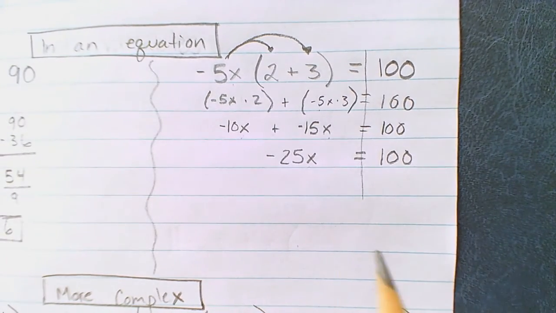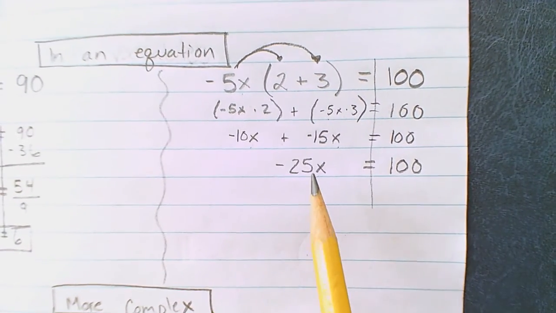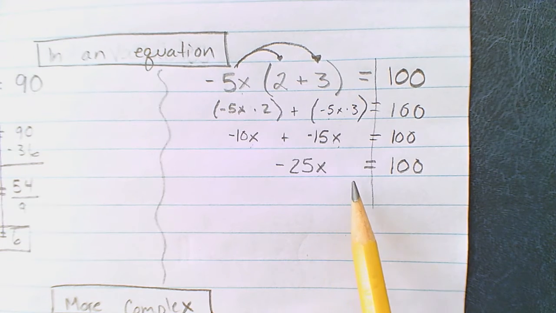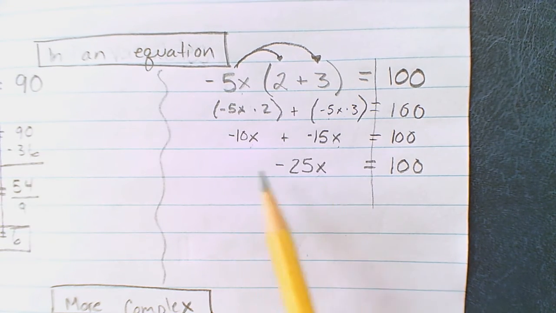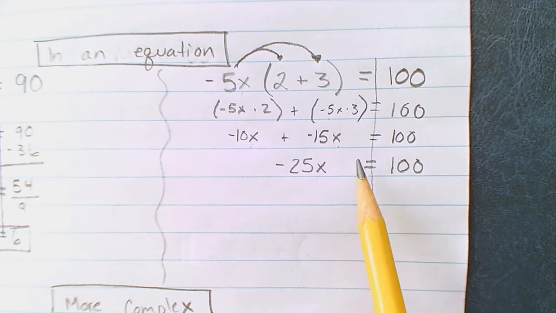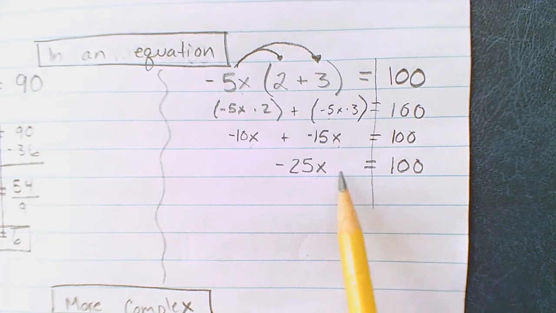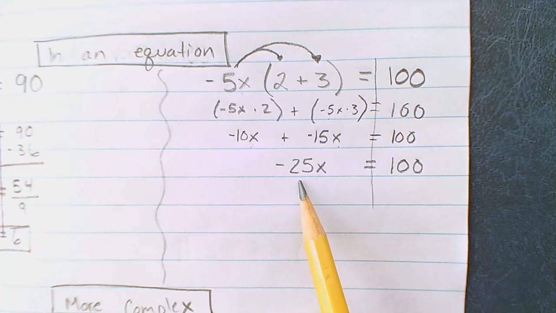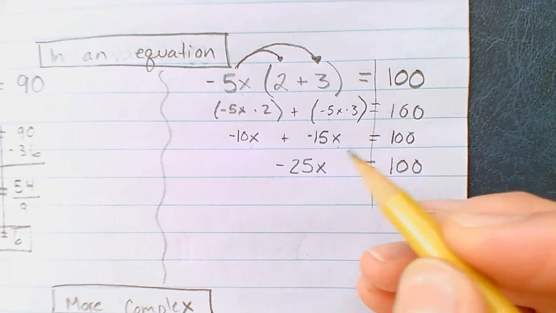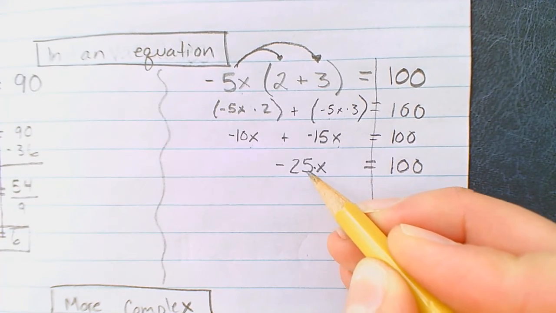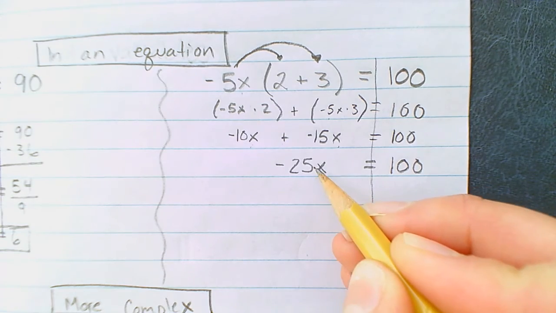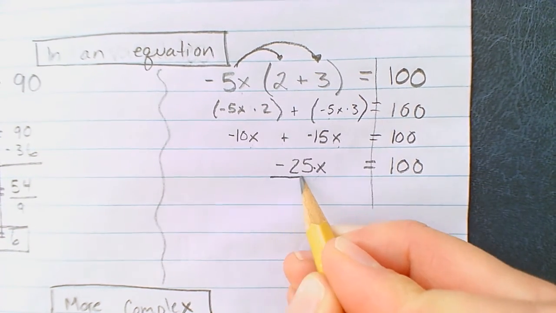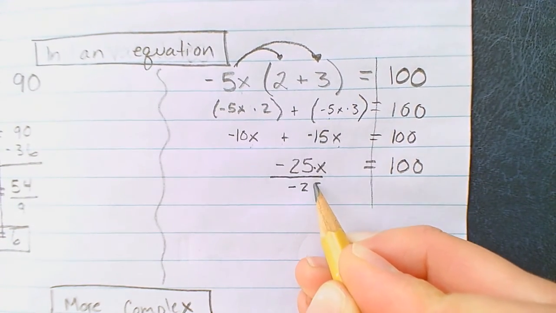Well, our next step would be to add or subtract to get x by itself, but we can't add or subtract anything. We don't have an extra term like plus 10 over here at all. So we want to still get the x by itself, but we have to do that by dividing. Remember, this is multiplying. 25 times x, negative 25 times x. So we have to divide by negative 25 on each side.